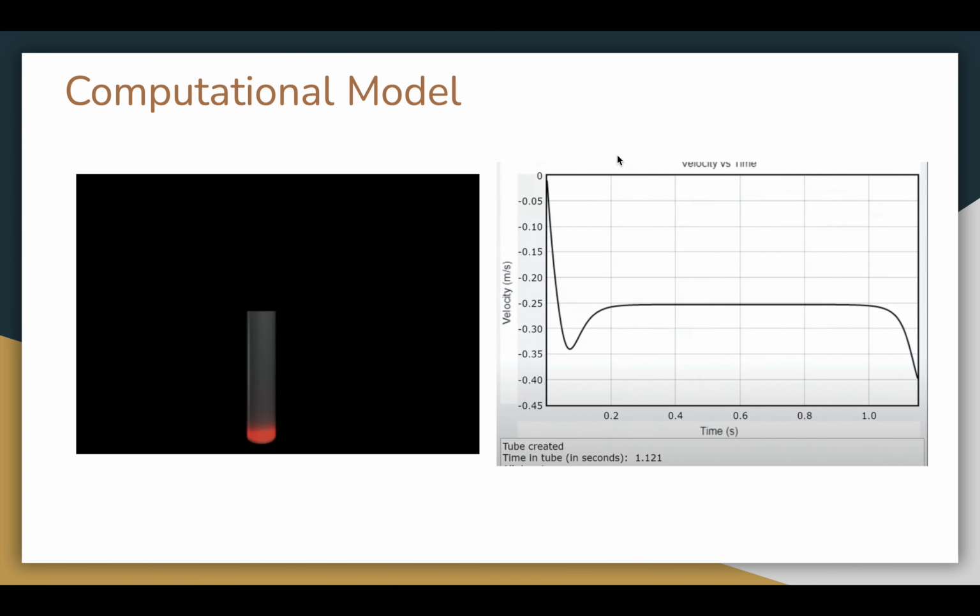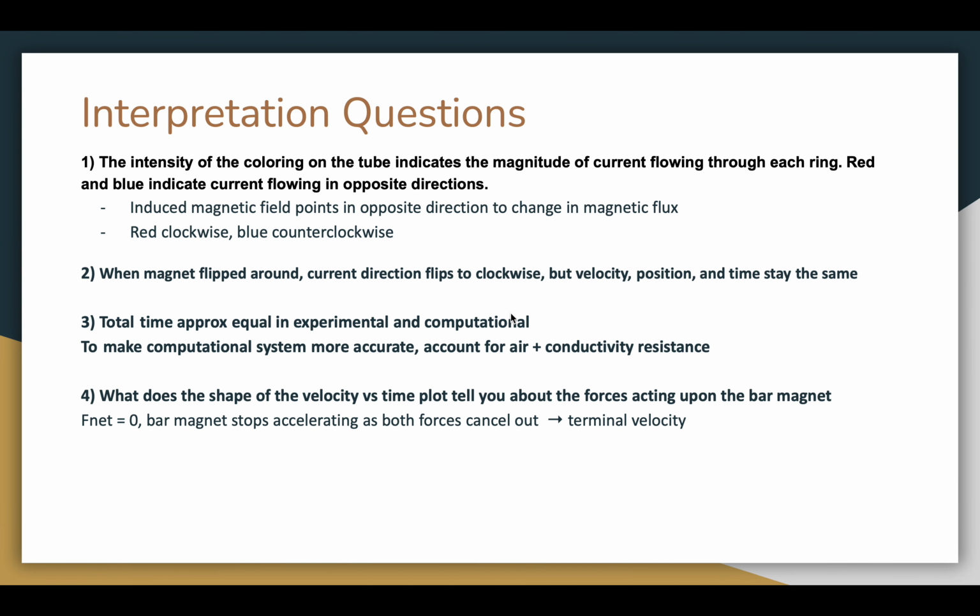Here you can see my computational model results. On the left, you can see the tube and the magnet, and on the right, you can see the velocity versus time graph, with the print box showing the result that it took about 1.12 seconds for the magnet to fall through the tube. The intensity of the coloring on the tube indicated the magnitude of the current flowing through each ring. Red and blue indicated current flowing in opposite directions.